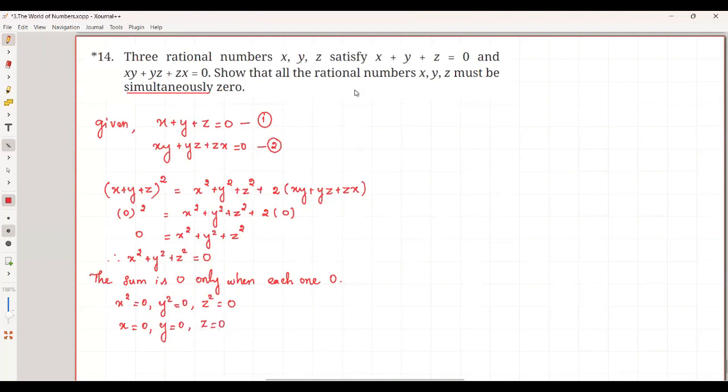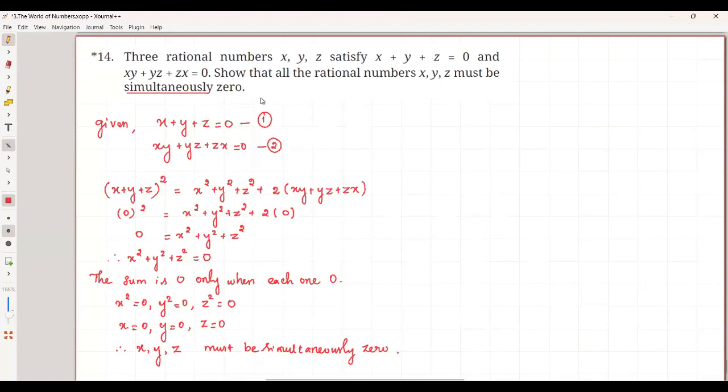So we have shown that all the rational numbers x, y, z must be simultaneously 0. Therefore, x, y, z must be simultaneously 0.